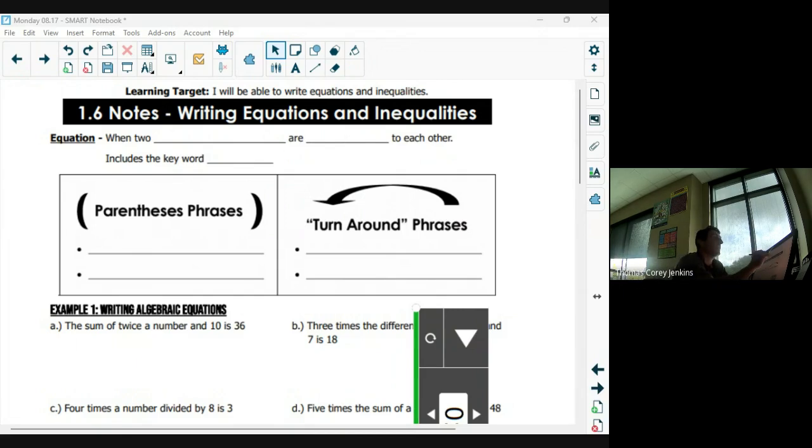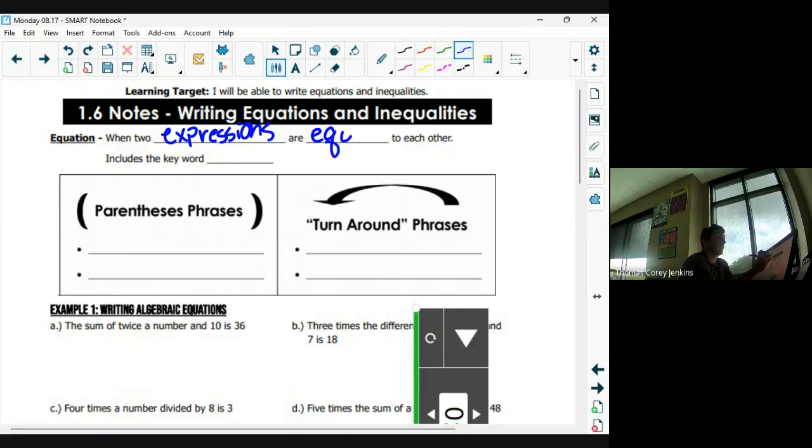First of all, an equation is when two expressions are equal. So that means we have an equal sign in there. Kind of a key phrase is "is." Okay, when you see "is" in one of these verbal phrases, that's an equal sign.